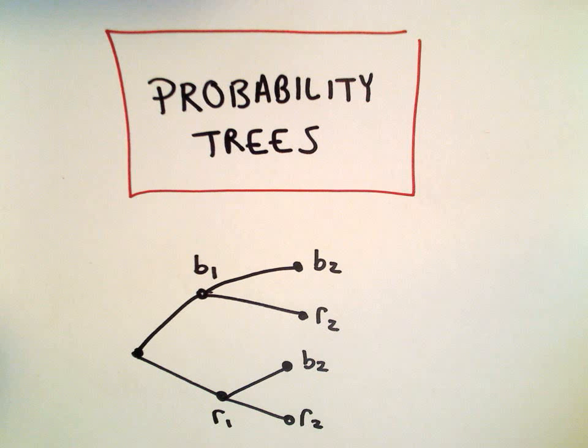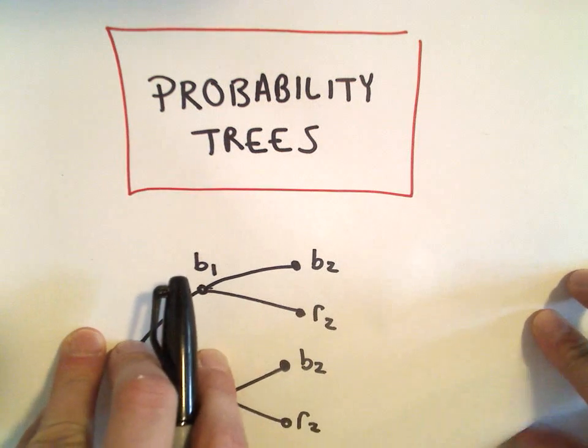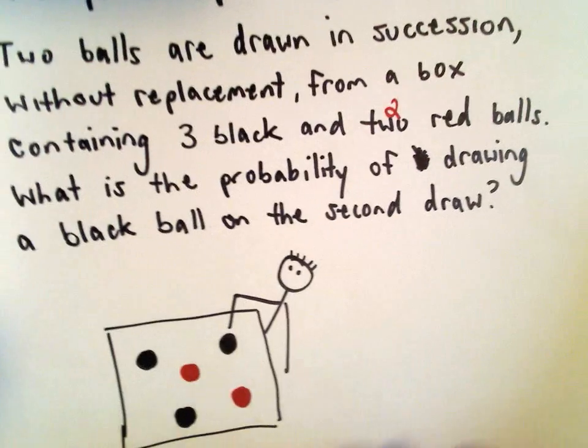Alright, in this video I want to explain the concept of a probability tree. Probability trees are just diagrams to help you compute probabilities of certain events happening. So let's look at a simple example here to try to illustrate this, and then maybe we can also do a slightly more complicated one.